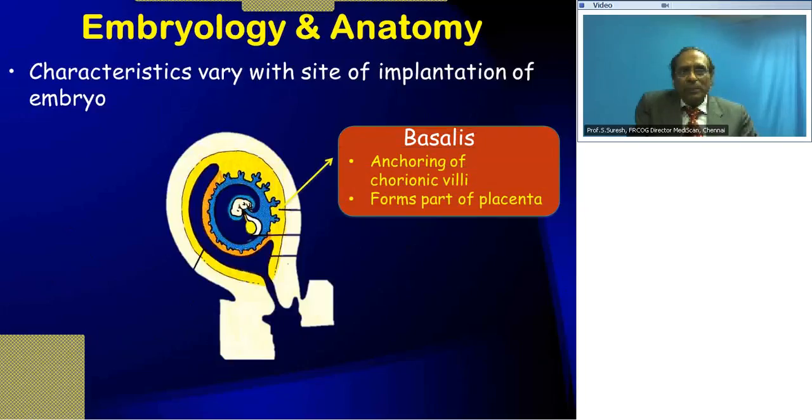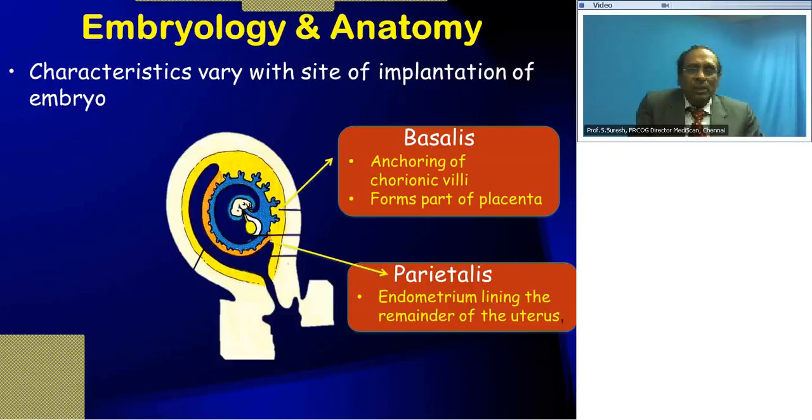Now, in the placenta, we have three layers. One is called the decidua basalis, where the anchoring of the chorionic villi forms part of the placenta. So the decidua basalis literally forms part of the placenta because these villi are going to invade into that and form one unit. The second is the decidua parietalis, which is the endometrium lining the remainder of the uterus. So the basalis is the one which is going to anchor the placenta.